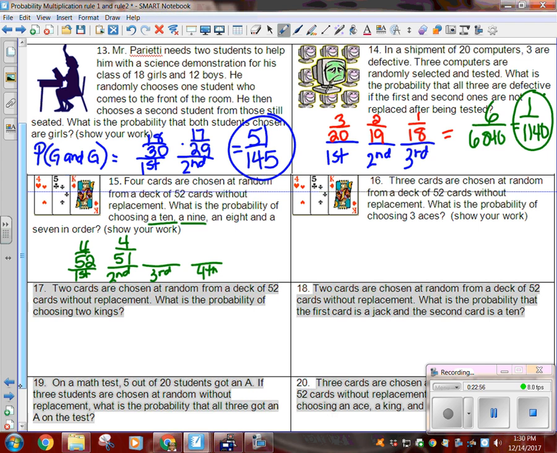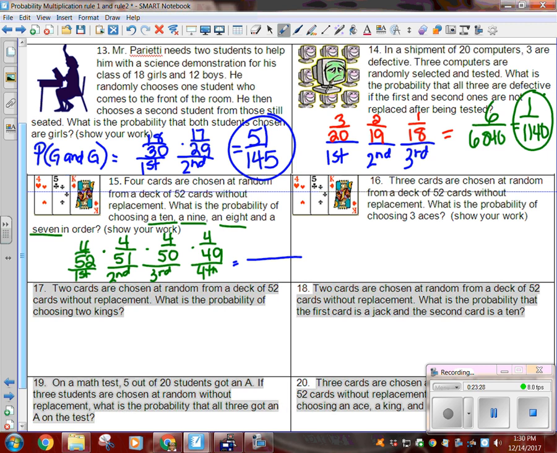What about the third one? How about an 8? How many 8s? 4 8s, but now there's only what? 50 cards remaining. And then a 7, there are 4 7s, but there are only what? 49. These numbers get really big, and I have a really big bottom number. I got millions when I just multiplied it straight out. It reduces.